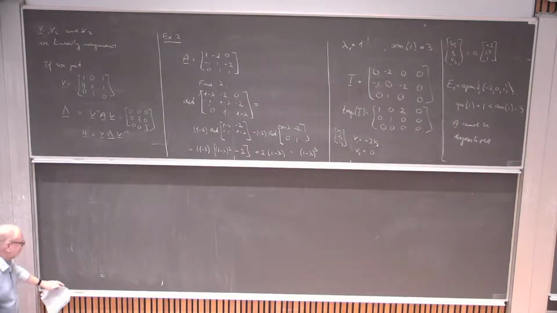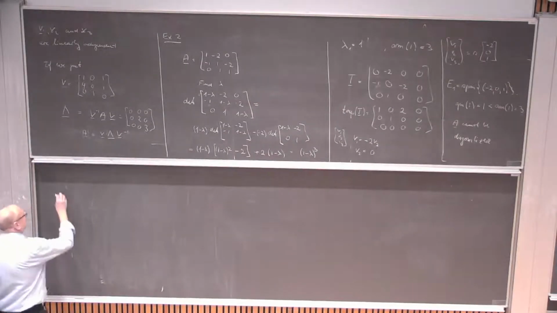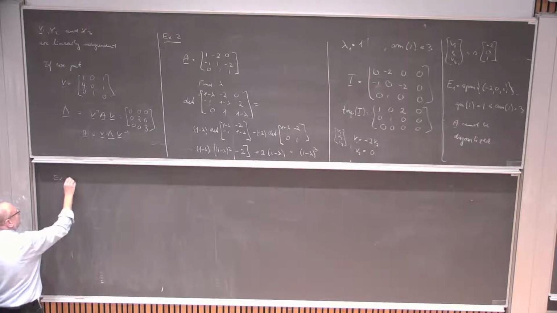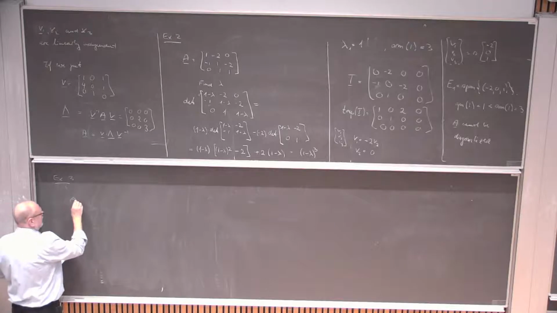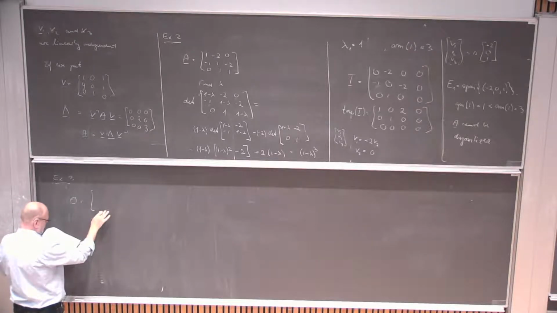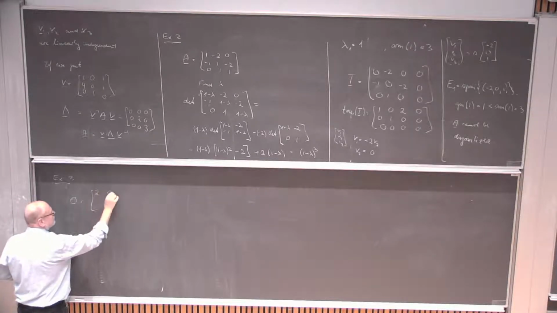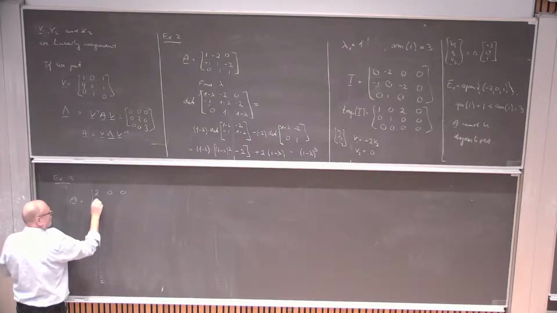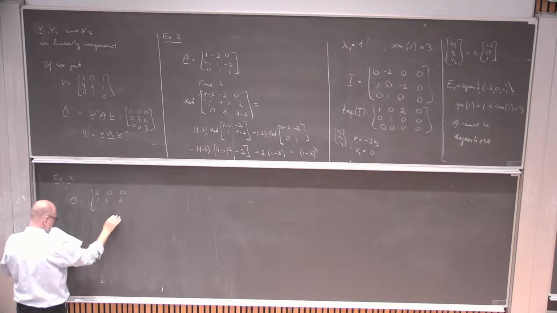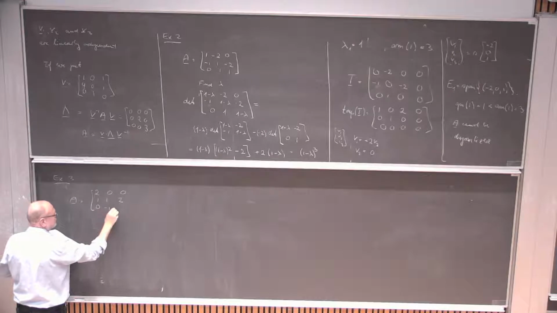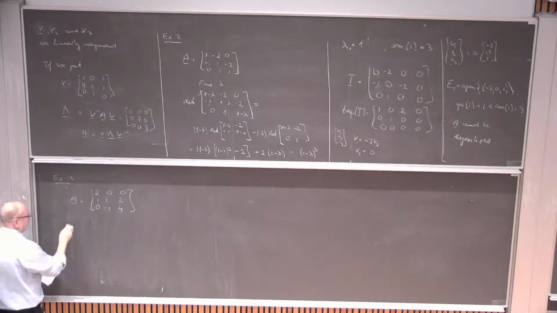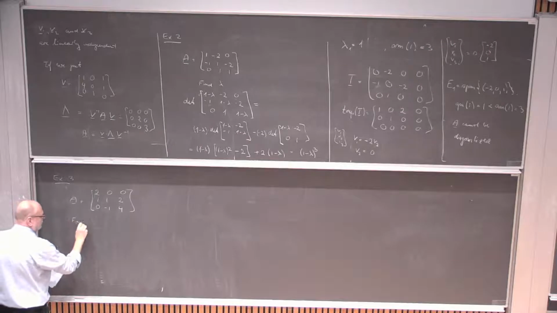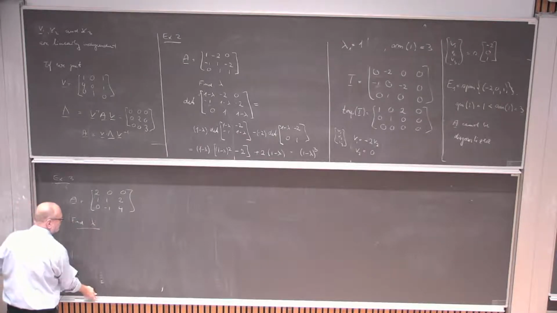Well, still another example. That is example 3. And now A is given by 2, 0, 0, 1, 1, 2, 0, minus 1, 4. And again, find lambda.